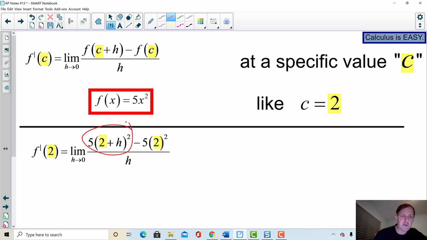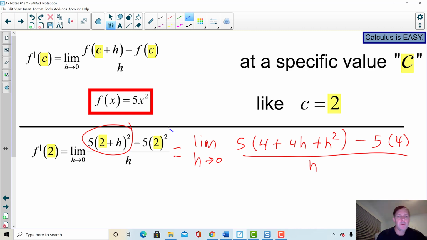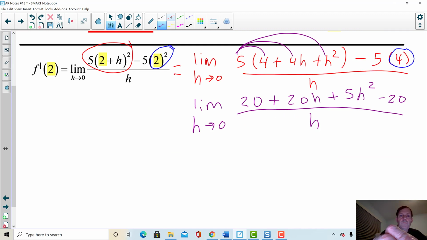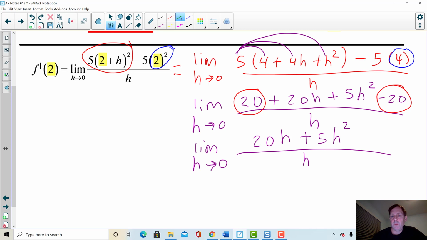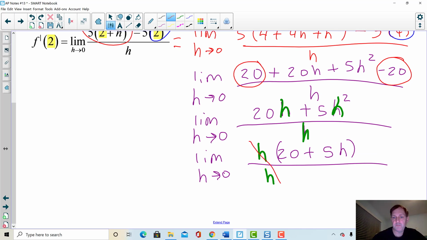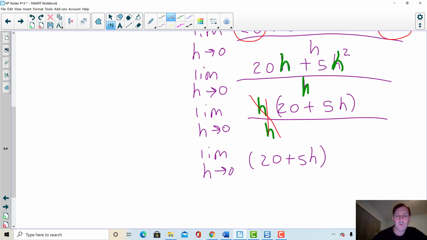Okay, first let's multiply this out. Okay, we're also going to multiply this out. 2 times 2 is 4. Then we'll distribute the 5 on each piece. Again, just like before, the 20 will cancel with the minus 20. And we can factor out an h from the top and from the bottom and cancel it. Okay, we cancel the h. We can plug in the 0 for the h. And we just get 20.